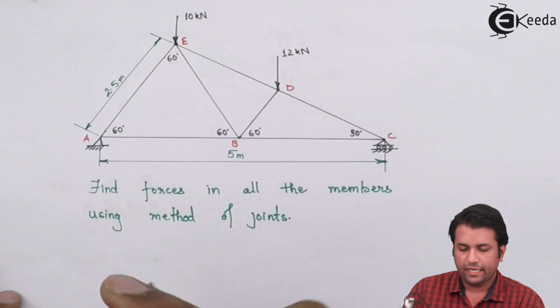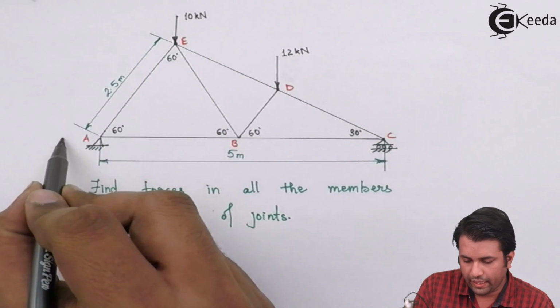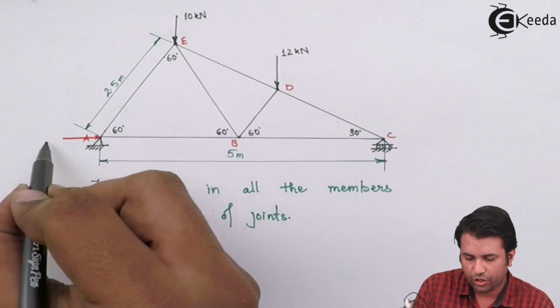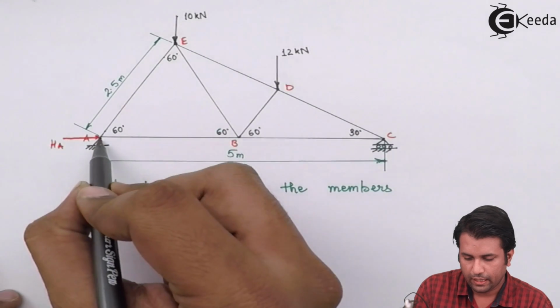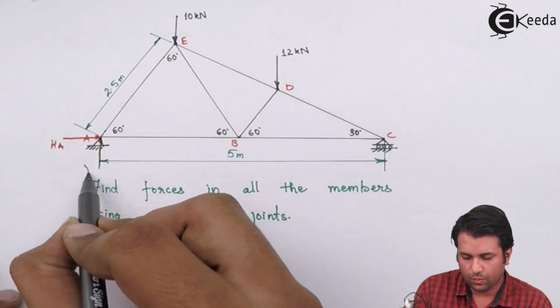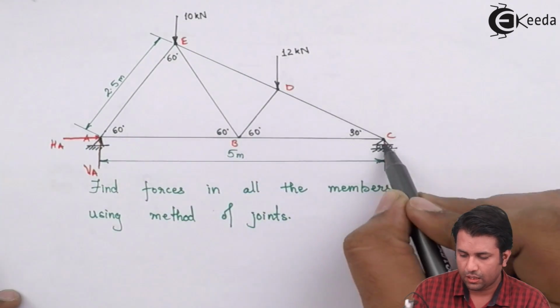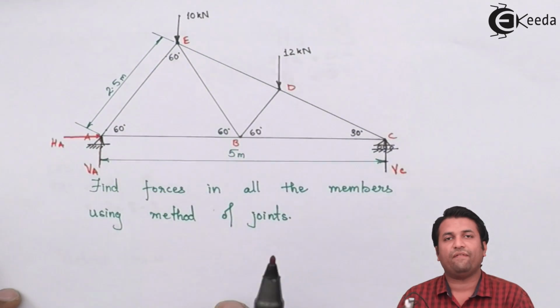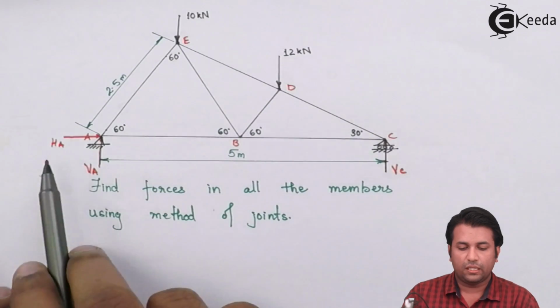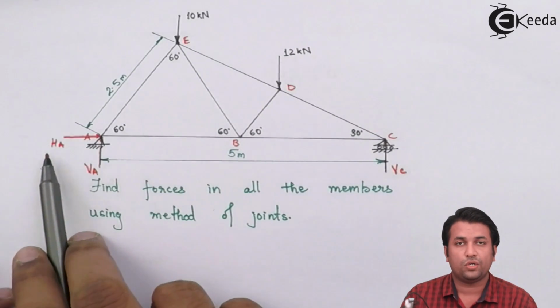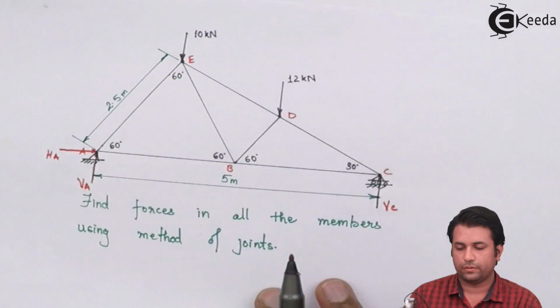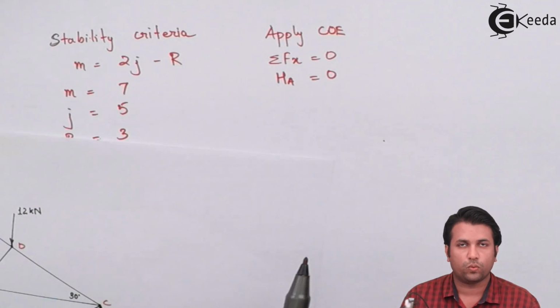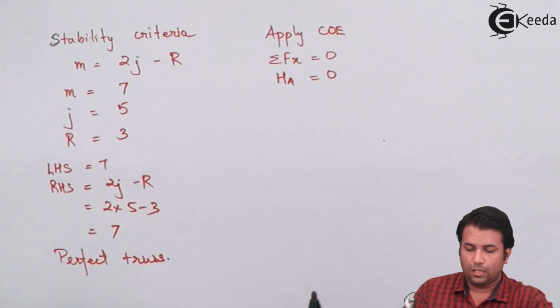Here you can see that if I take this support reaction, that is HA, and this as the vertical reaction VA, and this as VC, since I'm not having any horizontal force, the reaction at A, the horizontal reaction at A will be 0. So that is what I got over here.